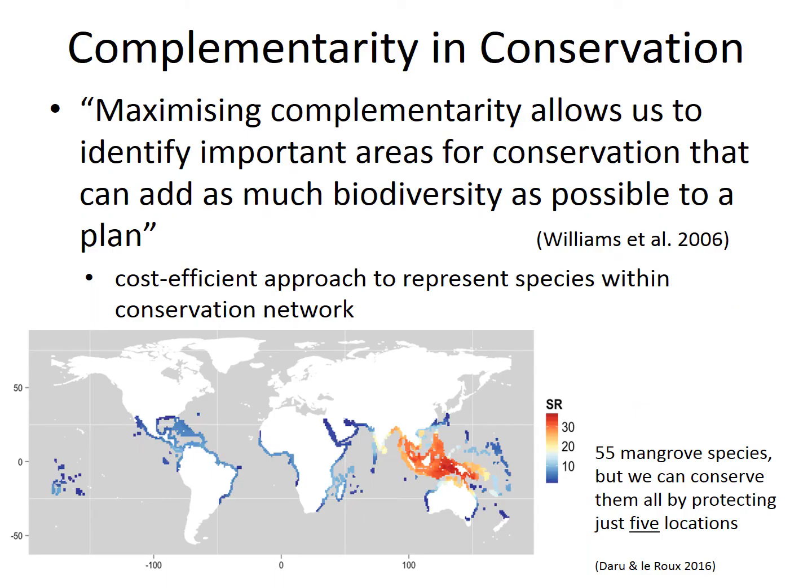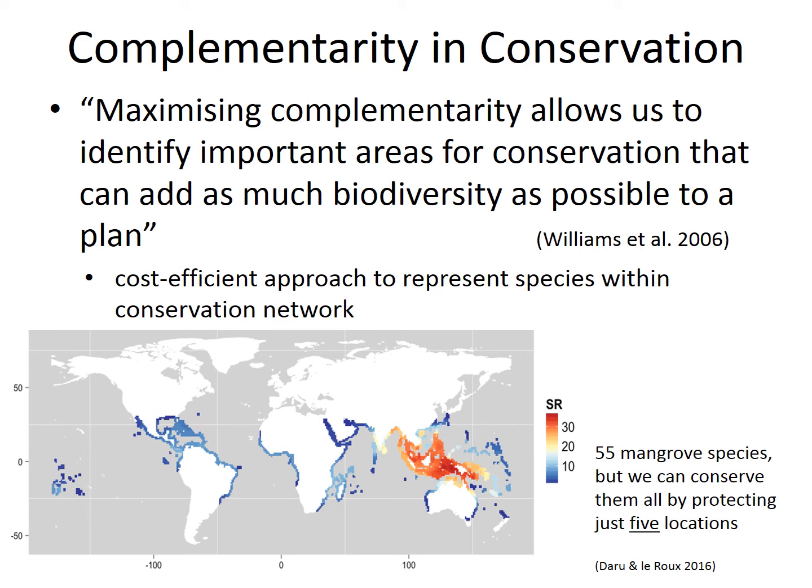Now, complementarity is an idea that's used in conservation planning. The reason for this is that it allows us to be most cost efficient when adding areas to a protected network. We can really target areas that will add as many species as possible to our conservation areas.